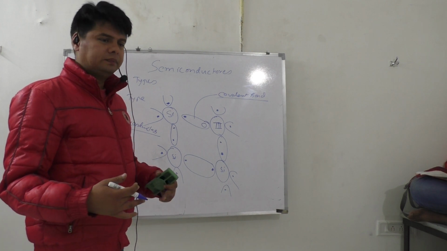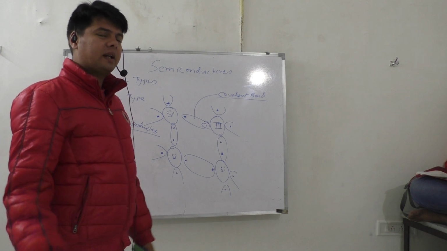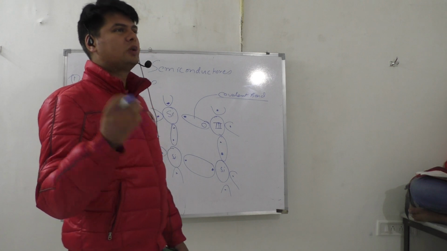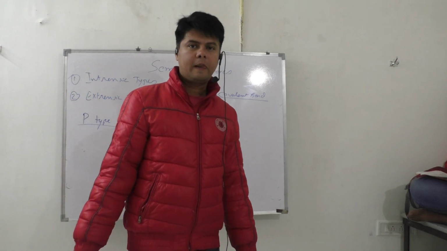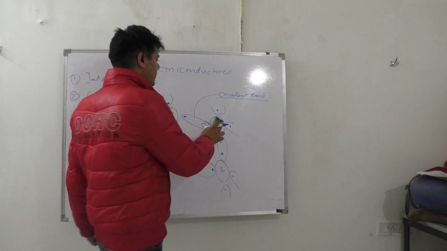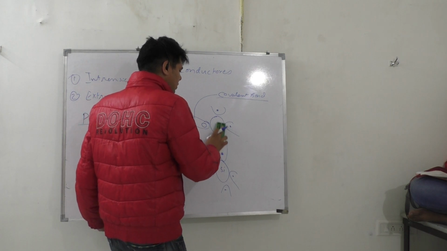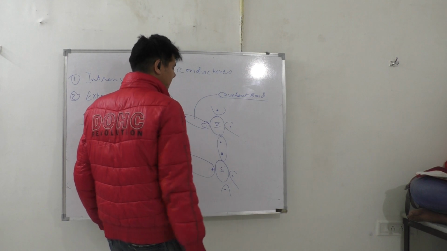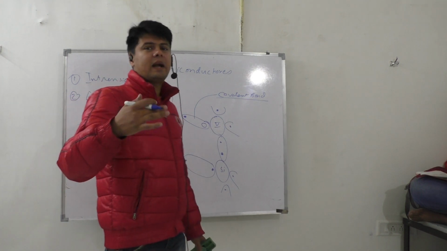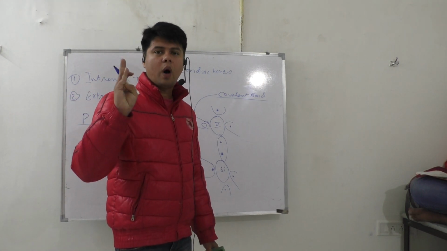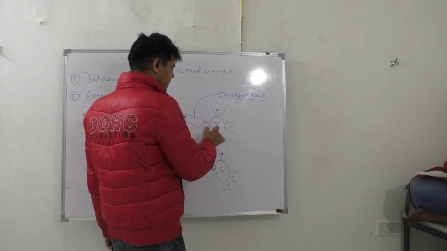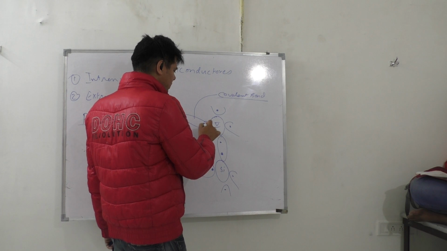बट व्हाट विद द पेंटावेलेंट इंप्यूरिटीज? अगर हम पेंटावेलेंट इंप्यूरिटीज को इसमें डॉप्ड कर दें, क्या होगा? सपोज अब यहां पे मैं पेंटावेलेंट इंप्यूरिटीज को डॉप्ड कर रहा हूं, मैं डॉपिंग कर रहा हूं. पेंटावेलेंट मतलब कि उसके वैलेंस बैंड के अंदर कितने इलेक्ट्रॉन्स होंगे? 5, 1 2 3 and 4 and 5.